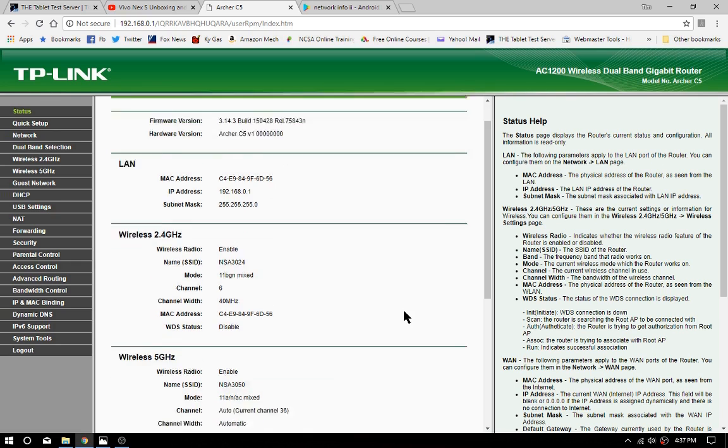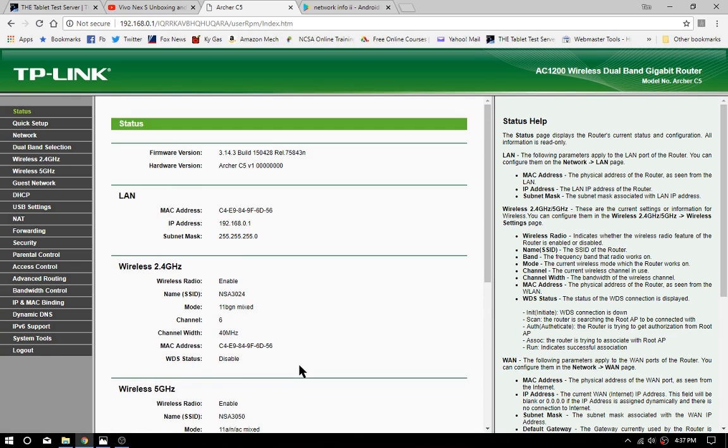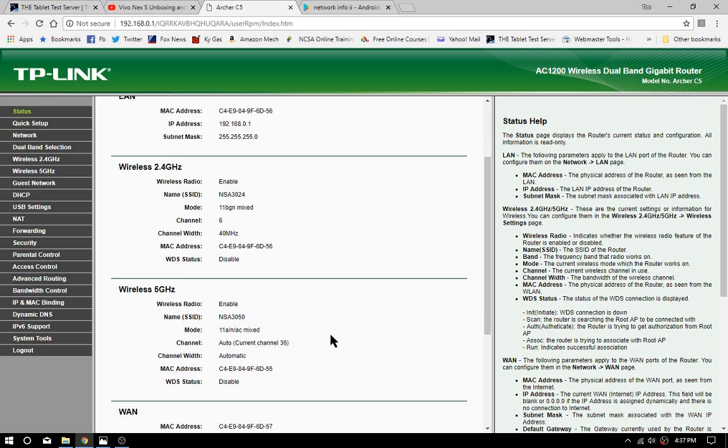Same with the 5 gig. Look, it's going... No, it's not. It's going to a different MAC address. So, kind of weird. Never noticed that before. But it's a different device.